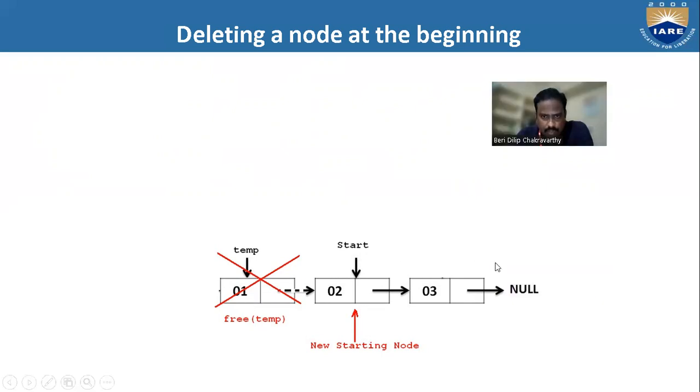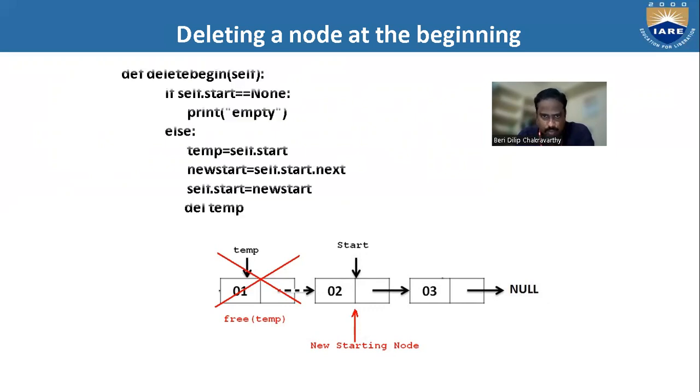So this is the actual list of 1, 2, 3. All elements are there. Now I'm trying to delete a node at the beginning. Trying to delete the node at the beginning means I'm just removing the first node, so now the next node becomes the starting node. So this is very simple. Deleting a node at the beginning means just removing the first node and the next node becomes the starting node.